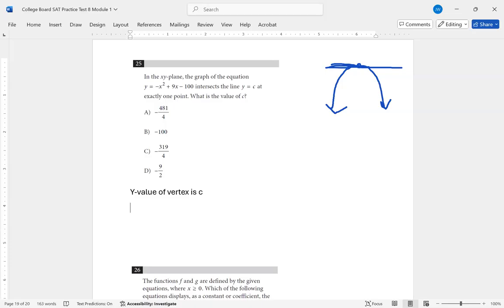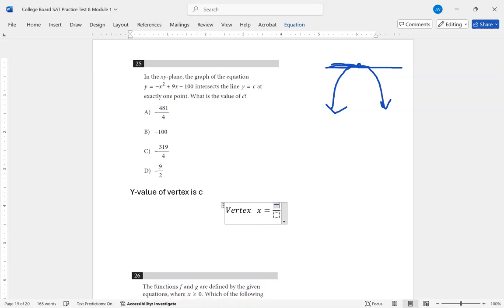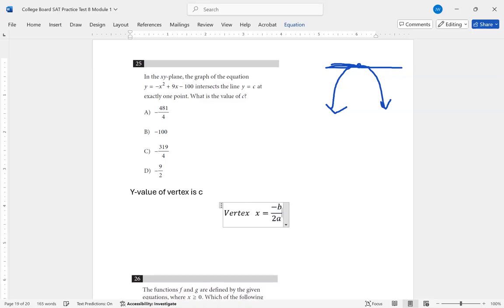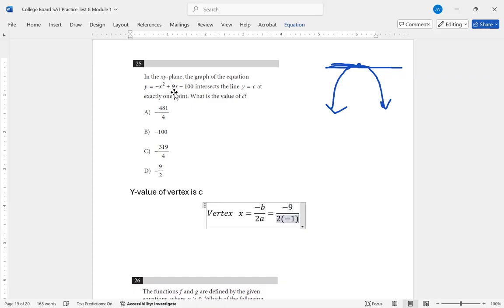All right. So let's find the vertex. The vertex has X value, which is opposite of B over 2A. In this situation, the B term is coefficient on the X. So in this situation, it's 9. So that's negative 9 over 2 times negative 1. So I can either call that 9/2 or I can call that 4.5. It doesn't matter.